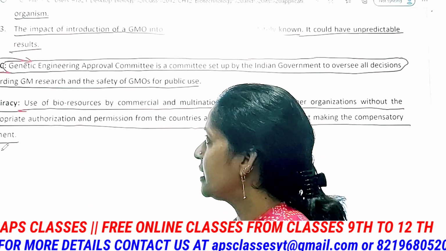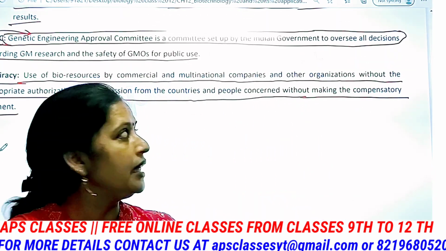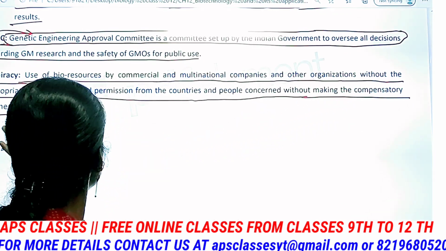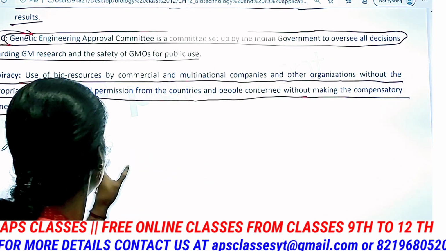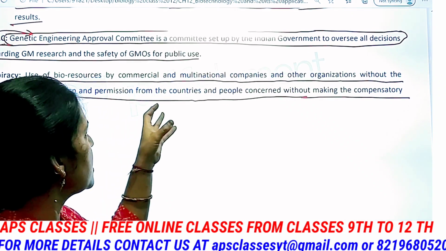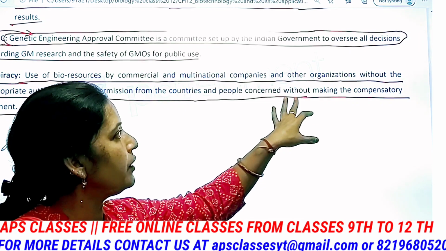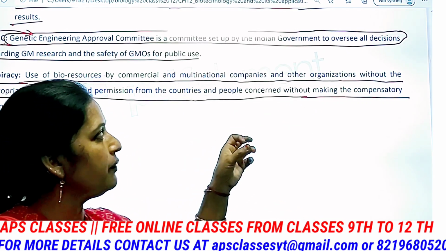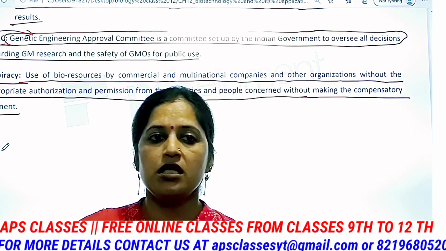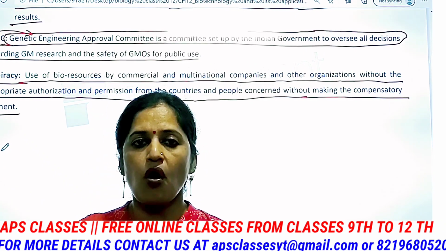तो जो हमारी biopiracy है इसमें use है bioresources का by commercial and multinational companies and other organizations without the appropriate authorization, कोई approval या authorization नहीं है, and permissions from the countries, कोई permission नहीं है country से, and people concerned, without making the compensatory payment. So this is the concept, that is biopiracy, and this is all about this chapter.